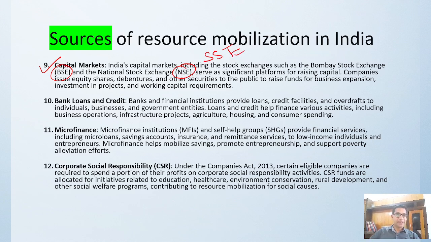Then we are getting the money from the banks, loans, and credits. If we are short of money and we have good ideas, we are getting bank loans, right? If we have an idea, we can invest that money in that idea and generate money. So bank loans and credit are a part of mobilization of resources. They are mobilizing the resources.